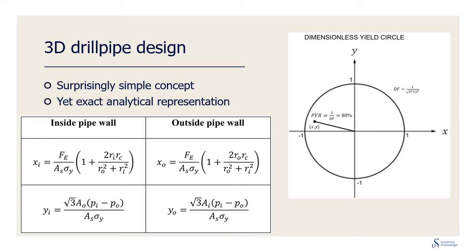The percentage yield is a vector starting in the circle origin, and it is numerically equal to the inverse of the design factor. In triaxial design, we usually require design factor equal to 1.25, which is the same as 80% yield radius.